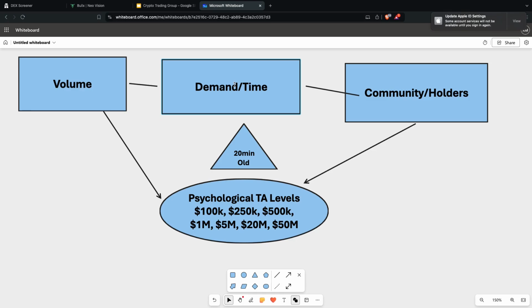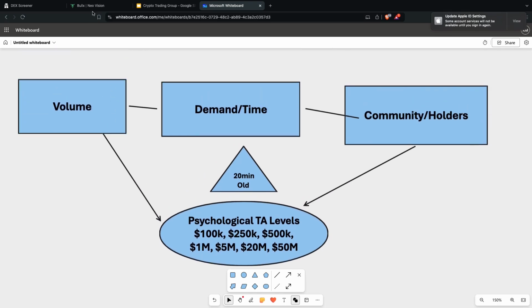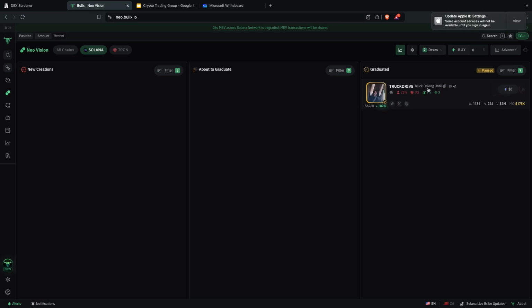However, these fresh coins need to have very important data sets that really increase the probability of them doing very well, which brings us back to the issue of psychological levels. So most of the times, when the coins that you are filtering out, for example this one, let's take a look at this one, Truck Driver. Right now the market cap is 177,000 US dollars, and it has a volume of about 1 million US dollars, and the number of holders is around 1,134. So let's take a look at this and analyze this coin.